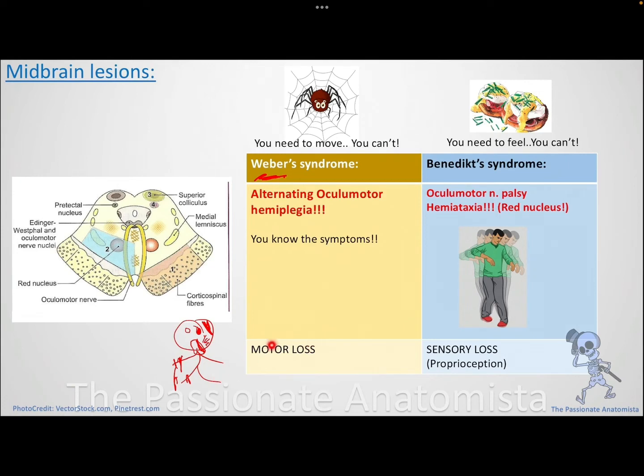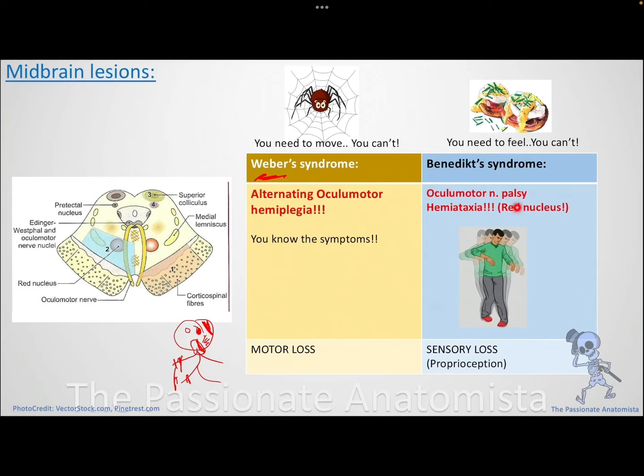So we will have motor loss, contralateral hemiplegia, and ipsilateral oculomotor nerve injury. And you know by now what will happen if we have oculomotor nerve injury. We will have paralysis of all eye muscles except LR6 and SO4, and we will have loss of parasympathetic innervation to the eye.